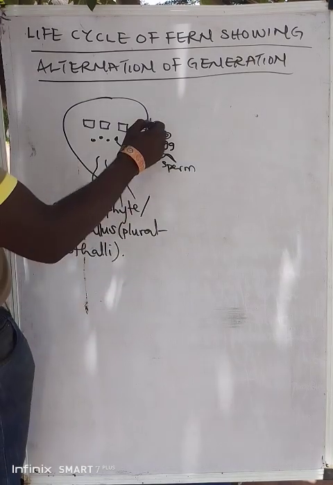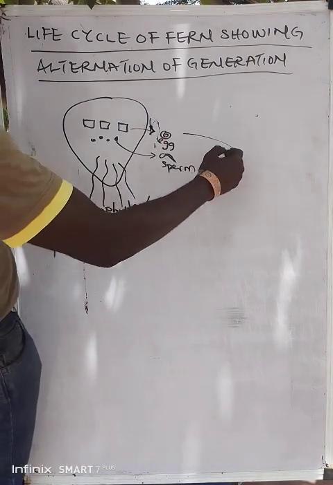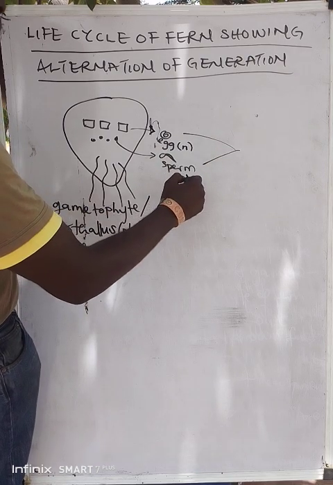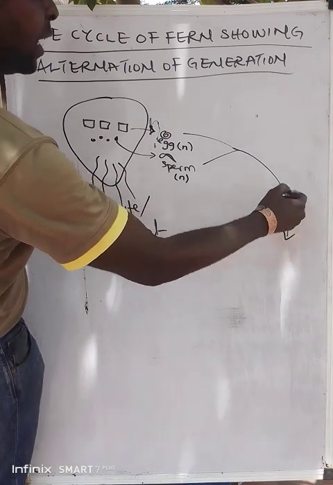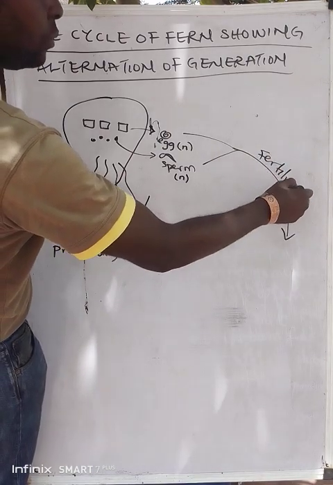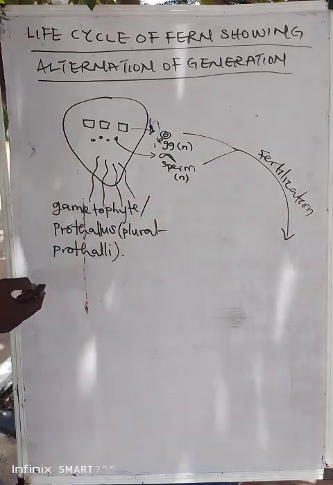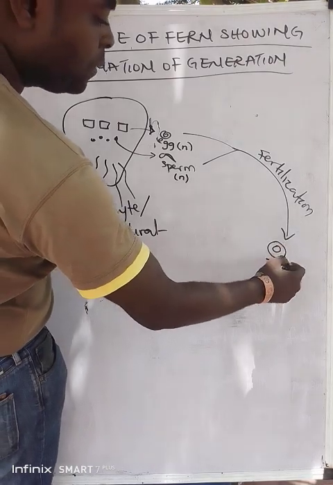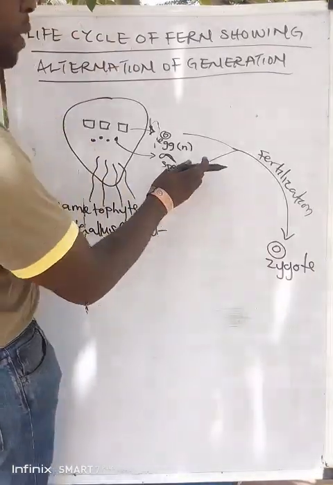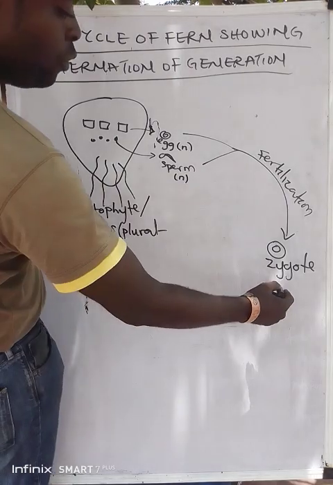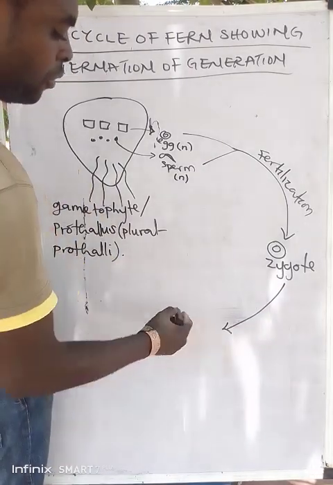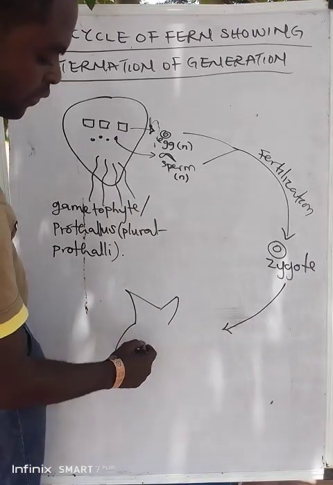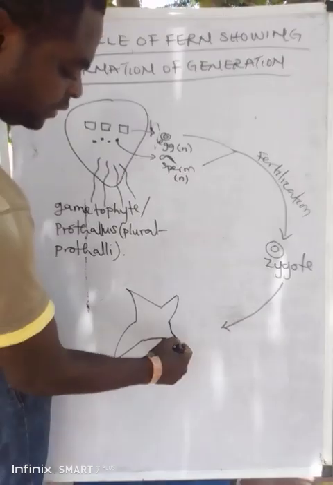So, what then happens when the sperm, don't forget, egg is N, sperm is also N. When they come together, fertilization takes place. And when that fertilization takes place, it is not the gametophyte, it will form a zygote. When the sperm and the egg meet, then that zygote grows and forms the sporophytes.